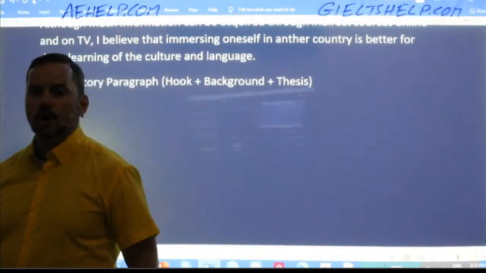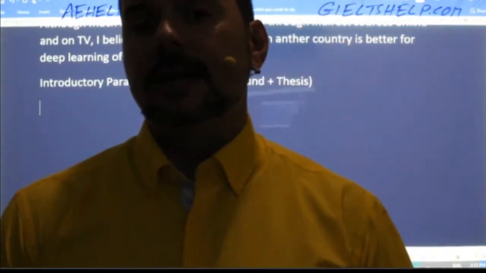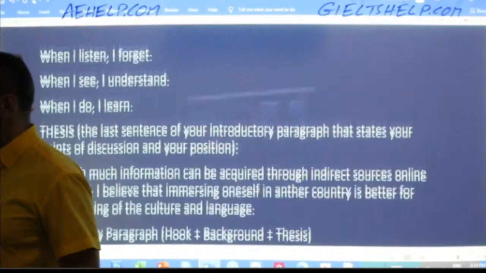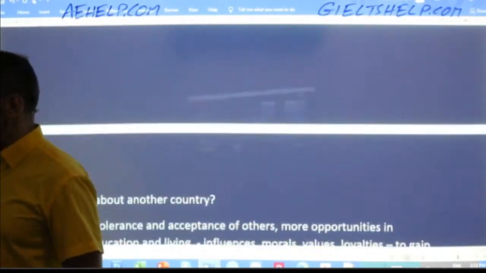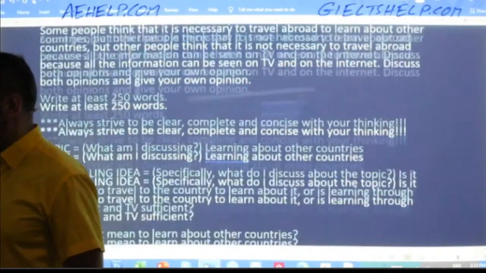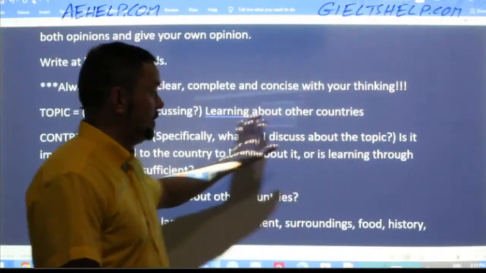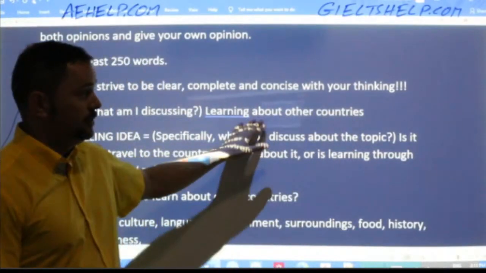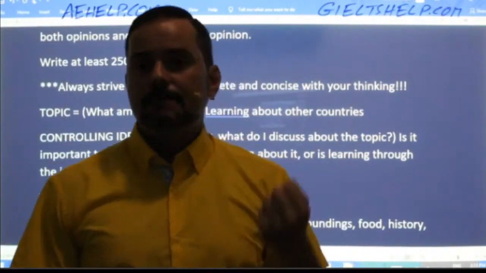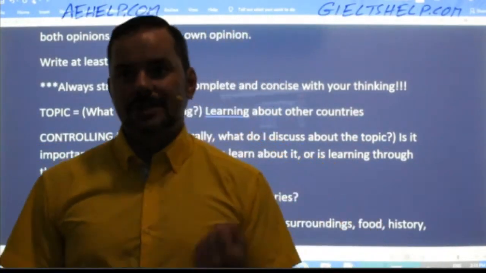Let's come up with the hook. So the hook, don't overcomplicate it, okay? The hook is simply an interesting fact containing the topic that's relevant to the question, okay? So remember, the topic is learning about other countries. So think about this, use this, okay? Don't get too creative, don't paraphrase a ton. Just use this and create a short, simple, interesting fact about learning about other countries that will catch your reader's attention. That's your hook.